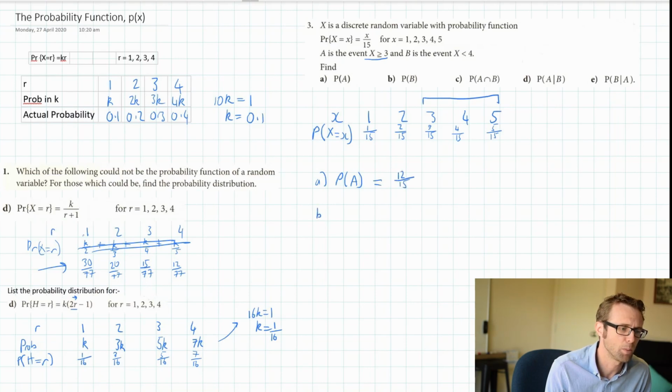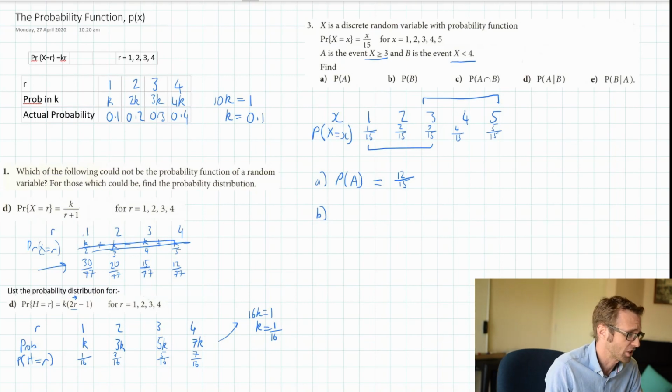B, what is the probability of B? Well, B is x is less than 4. So that is speaking about these events. So we've got 1, 2, 3. So we should have for this one 6/15.